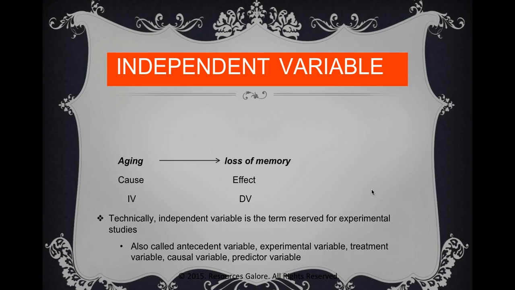So the sheet that you're going to work on in a little bit, when you read the statement, the first thing to ask is, what is the cause in this statement and what is the effect? And then line that up. Cause is the independent variable, effect is the dependent variable.